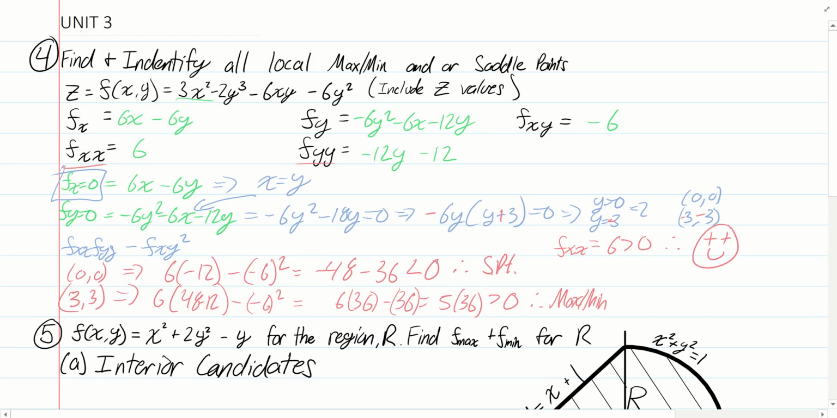Now I think we need to actually calculate our local max or min. So 0, 0 is a saddle point. We can leave that as this. We don't need to calculate it. But we need to calculate f of negative 3, 3.